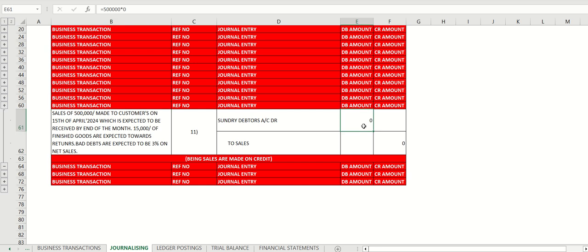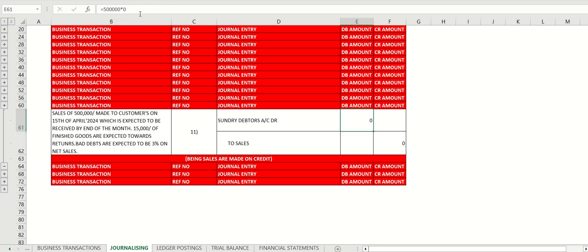So the first entry would normally be, because if you see here, on 15th of April sales has been made, which is expected to be received by end of the month. So it would initially be credit sales only, which means the sundry debtors are required to be debited. When the sales happened on a credit basis, what are the entries, all those details I had already shared. In the video on sale of goods or services on credit basis, I request the viewers to go through that video, and I had already shared the video number in the business transactions tab.